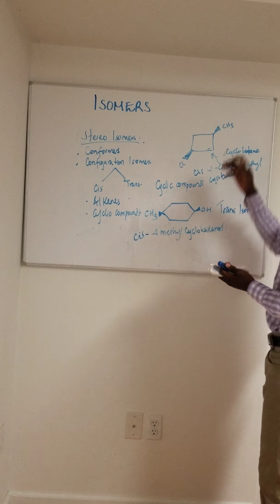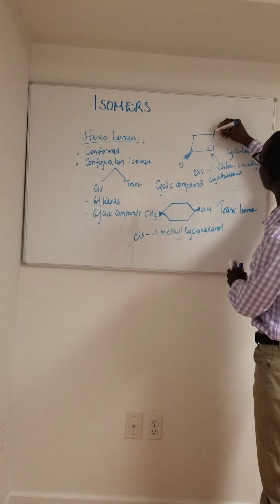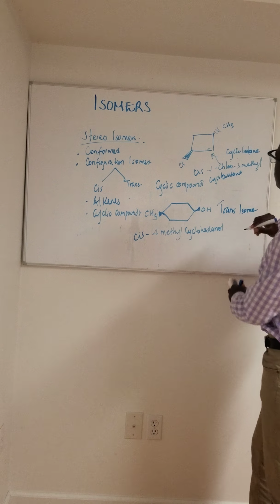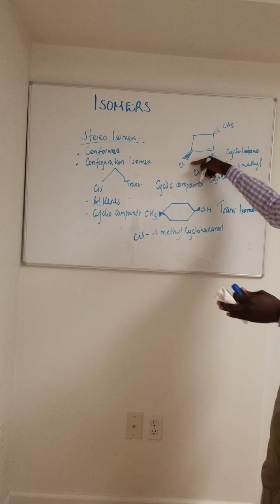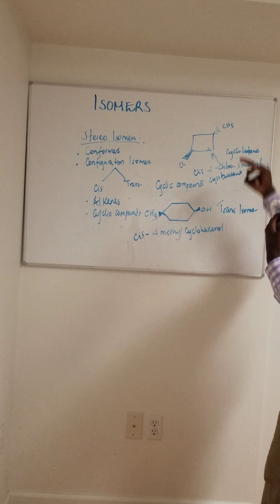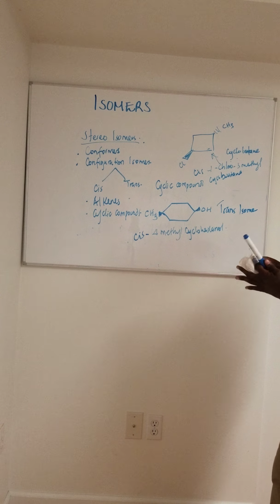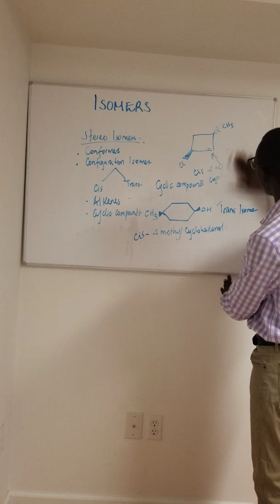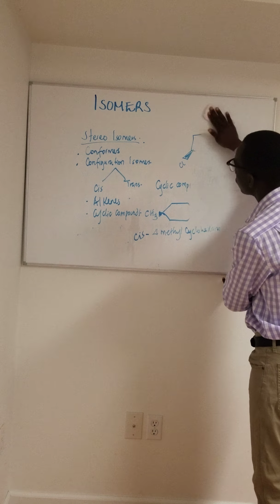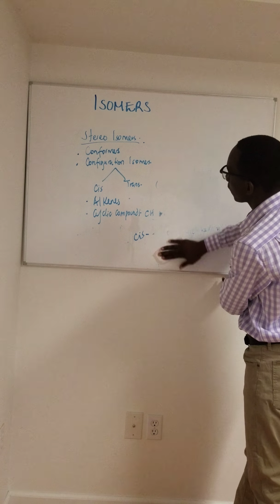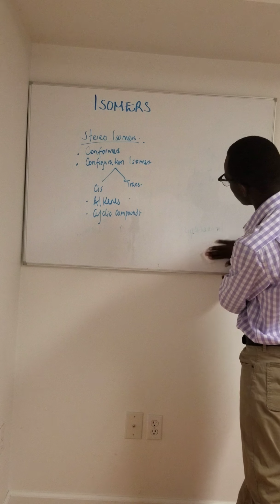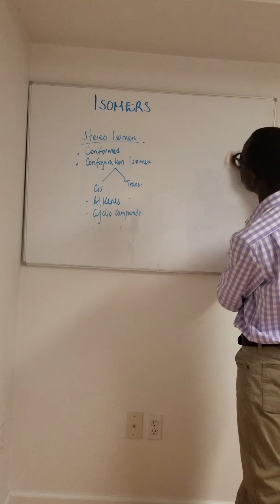Whereas for the trans isomer, we have something like that. So this means this chloride atom is facing me, whereas the methyl group is very far away from the viewer. So now that we've seen how cyclic compounds can exist as cis and trans.